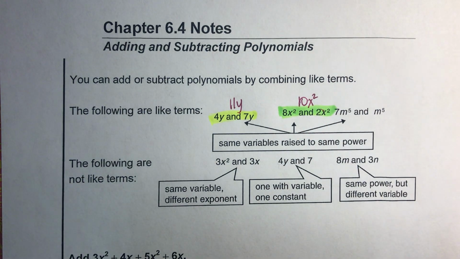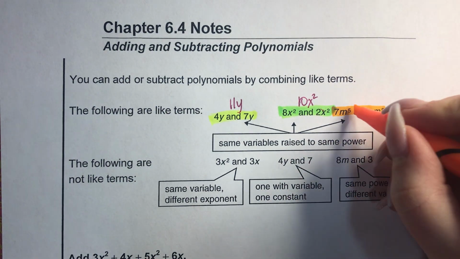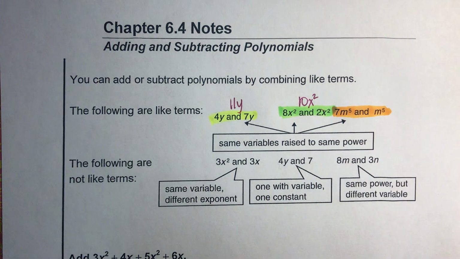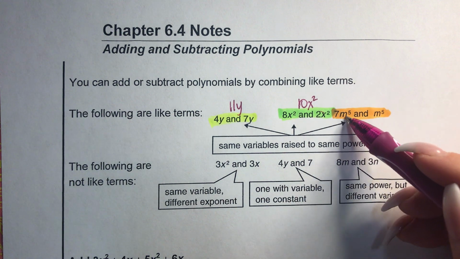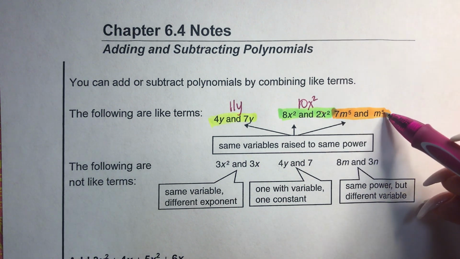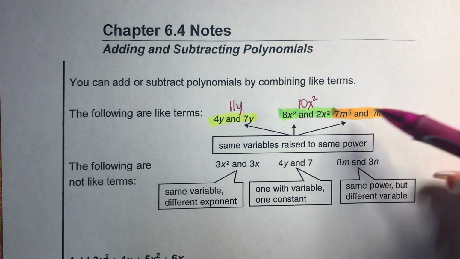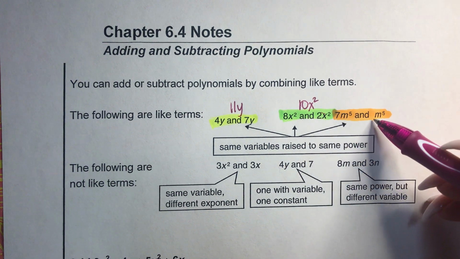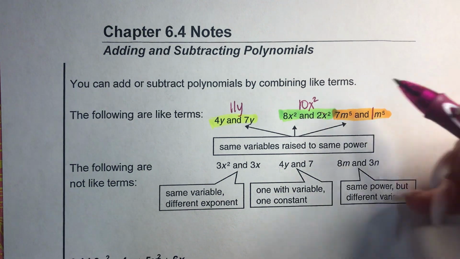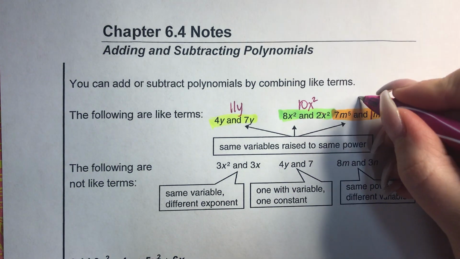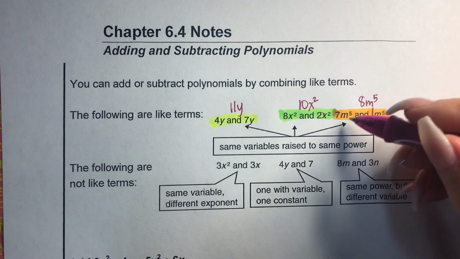And then lastly, let's look at 7m to the 5th and m to the 5th. So they have the same variable. They both have an m, and the m is raised to the 5th power here, and the m is raised to the 5th power here. So they are like terms as well. So you add the numbers. So there's a 7 here, and there is no number, but when there is no number, you know that there is a 1 there. So it's 7 plus 1, which would be 8, and then you just add m to the 5th power. Okay, that's what that would be if you added them.